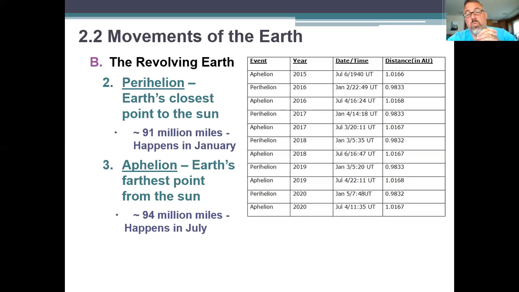Aphelion is when we are the furthest away. Now I remember this like this, away, right? Aphelion is away. And so the furthest point we are, this would be in July. This is 94 million miles, right? A difference of 3 million miles, not that big. I know it is big, but not that big. And this doesn't actually happen exactly in July. It actually happens around the 20th of June. We'll talk about that too.